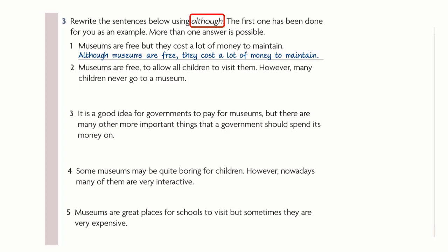Now pause the video and rewrite sentences 2, 3, 4 and 5 using although. When you are done, come back and check your answers.